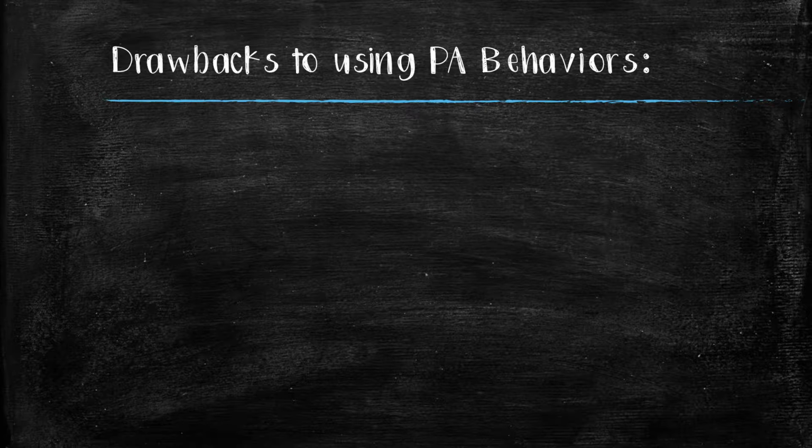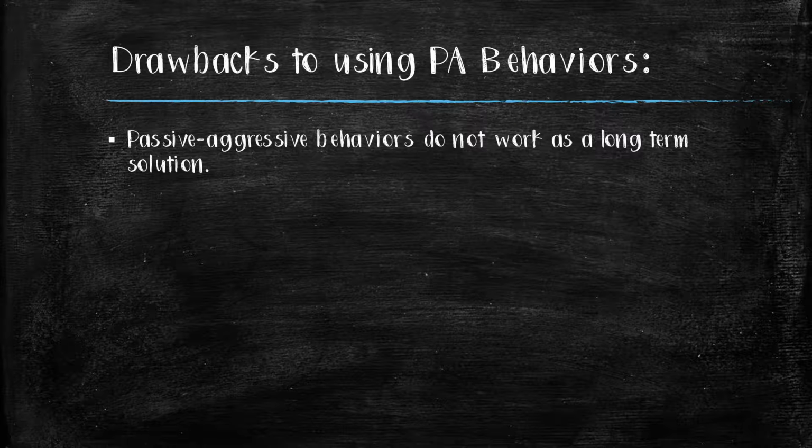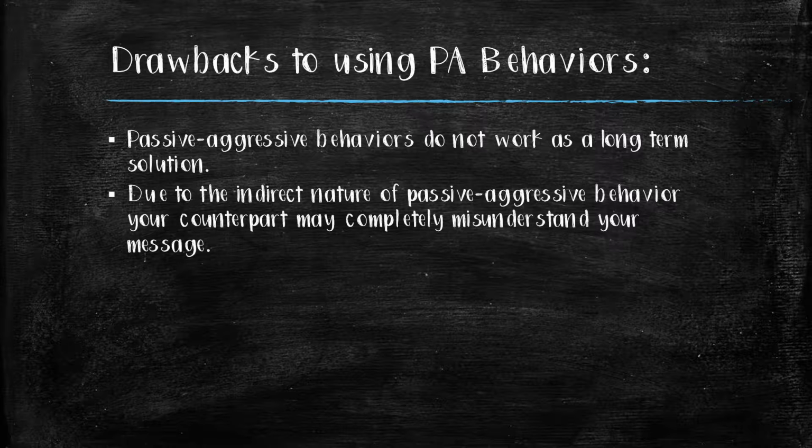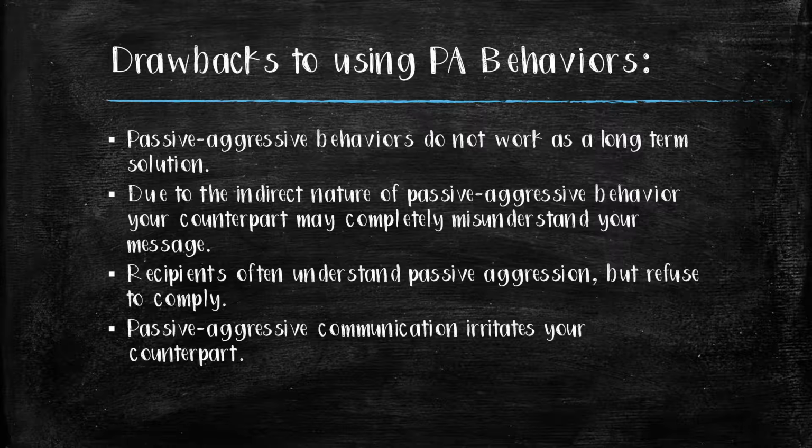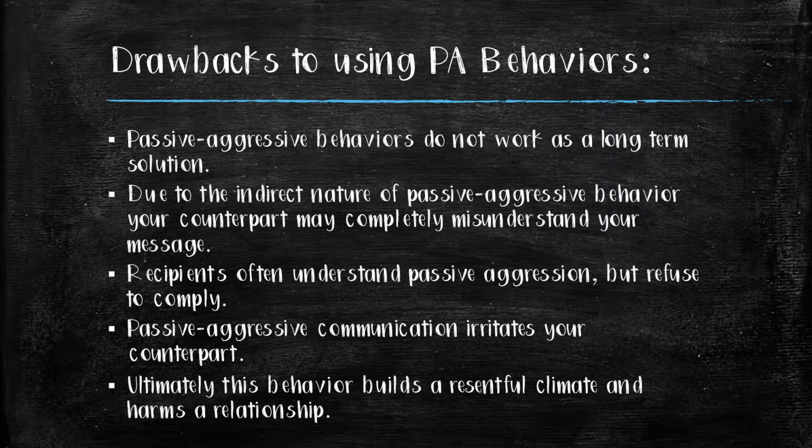Some drawbacks to using passive-aggressive behaviors: they don't work as a long-term solution. Due to the indirect nature of passive-aggressive behavior, your counterpart may completely misunderstand your message. Recipients often understand passive aggression but refuse to comply. Passive-aggressive communication irritates your counterpart. Ultimately, this behavior builds a resentful climate and harms a relationship.